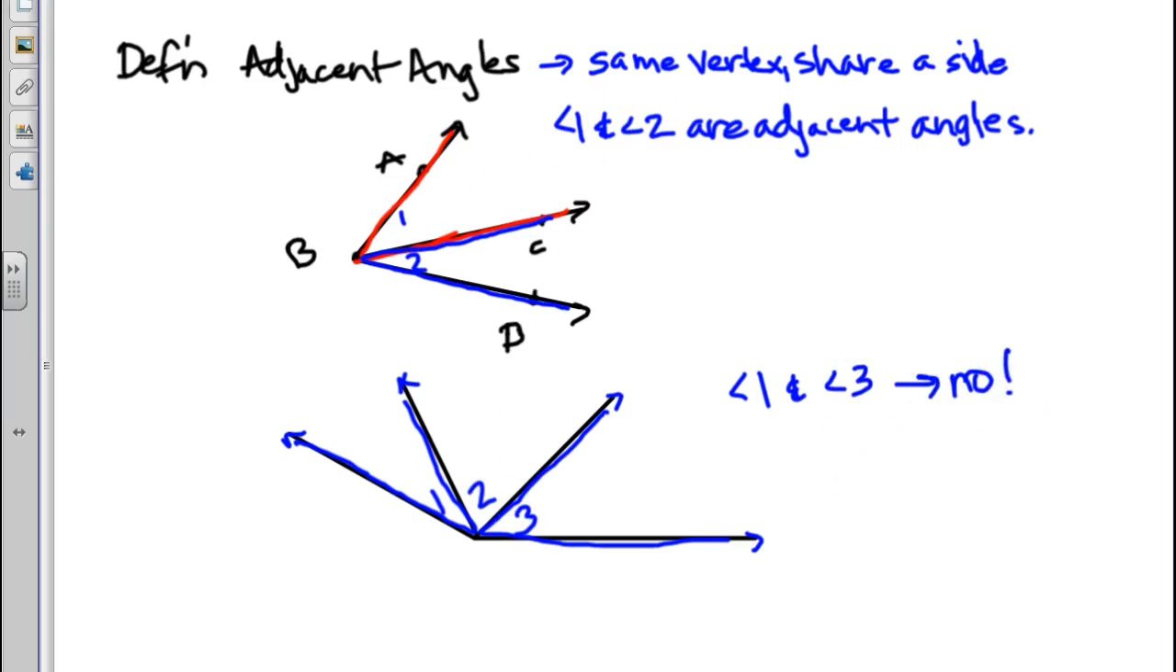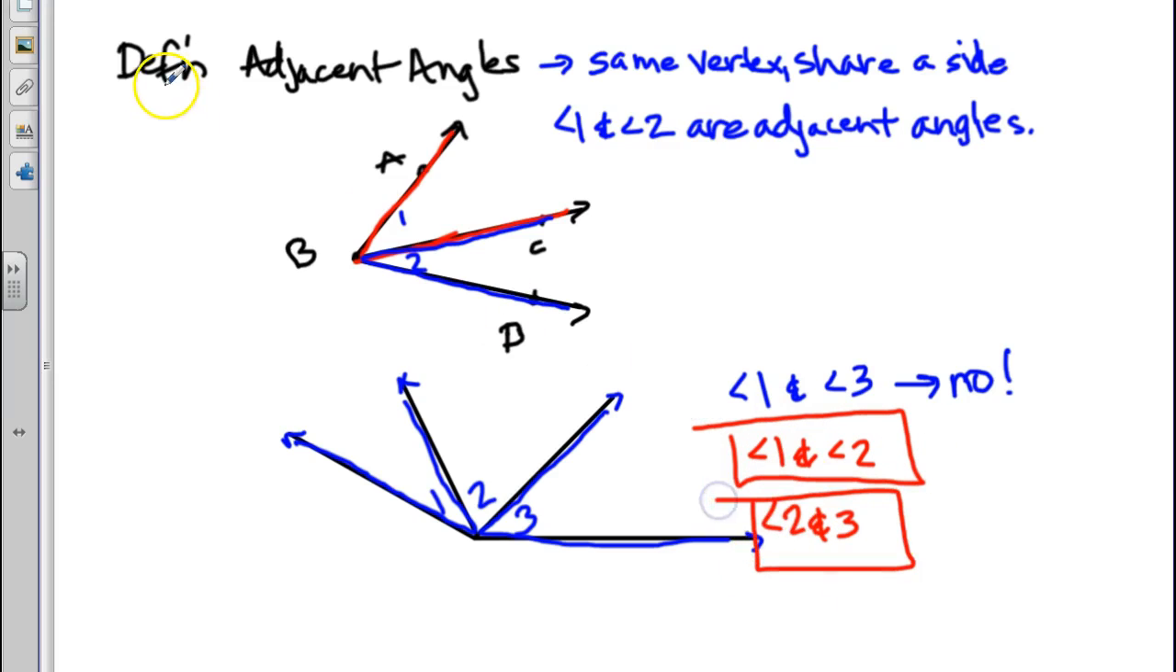All right, so name two that would be. You should name angles 1 and 2, or you could name angles 2 and 3. Those are both adjacent angles, so those are two pairs of adjacent angles. All right, next thing.